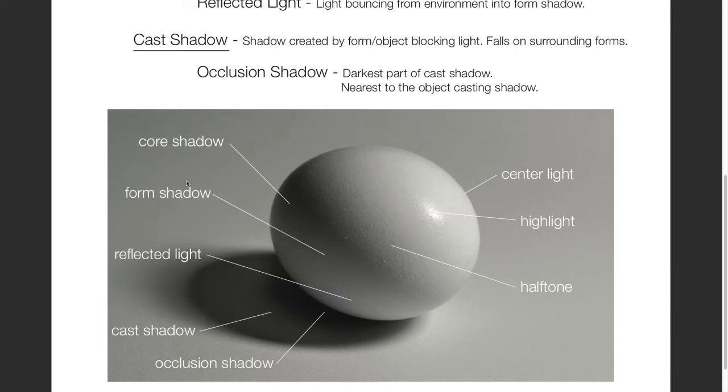So the farther an object gets from the shadow it's casting, the blurrier the edge of that shadow is. And you can capitalize on that, and we'll probably look at that tomorrow. You can really play with that in a drawing to highlight the feel of the light source.